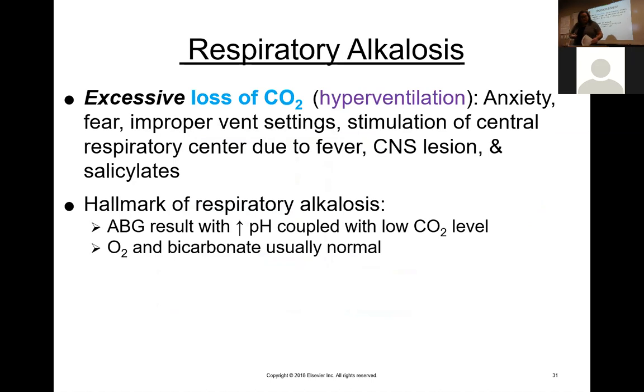All right, let's go to respiratory alkalosis. What's going on in the body when we are in respiratory alkalosis? Not enough CO2. We're blowing off too much CO2? Right, exactly. So one of the ways that we blow off too much CO2 is when we hyperventilate.